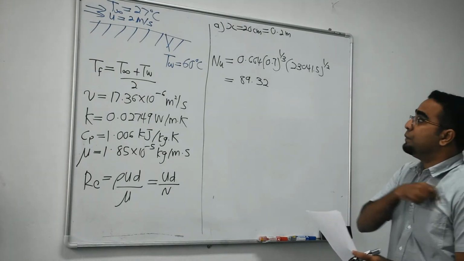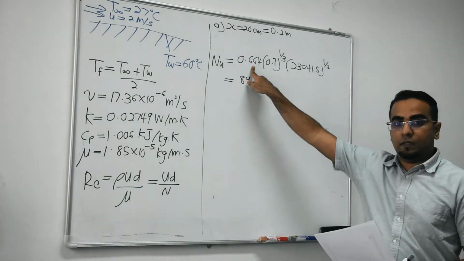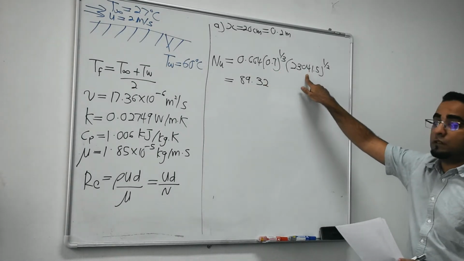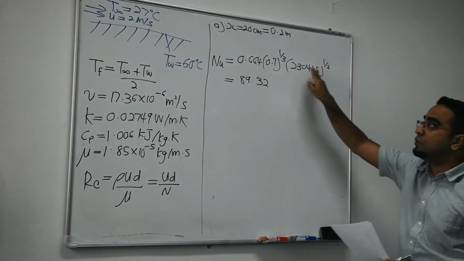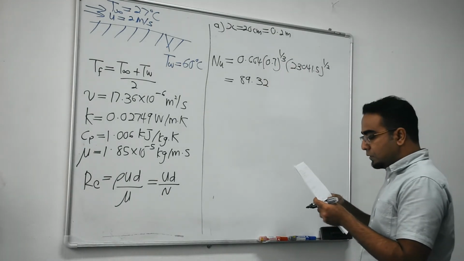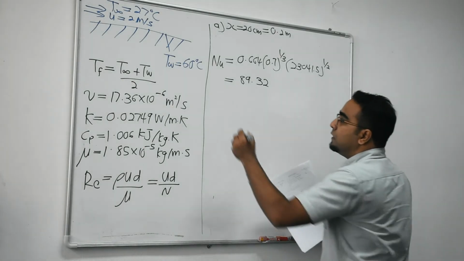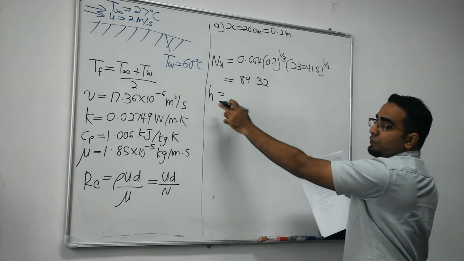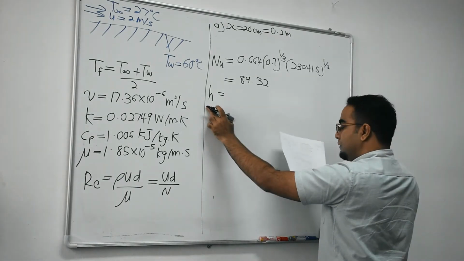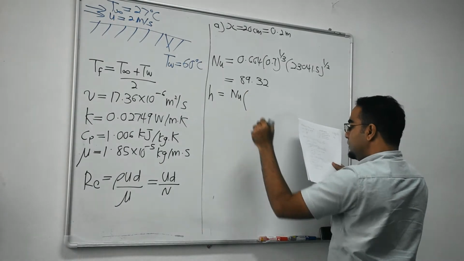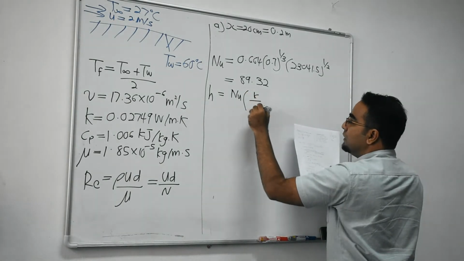So how do you know? This does not have any unit. Our Pr does not have any unit. Our Reynolds number does not have any unit. So there is no unit here. So by right, it should not be any unit here. So after you have gotten your Nusselt number, we know that h, our heat transfer coefficient or convective heat transfer coefficient, is equal to Nu times k over L.